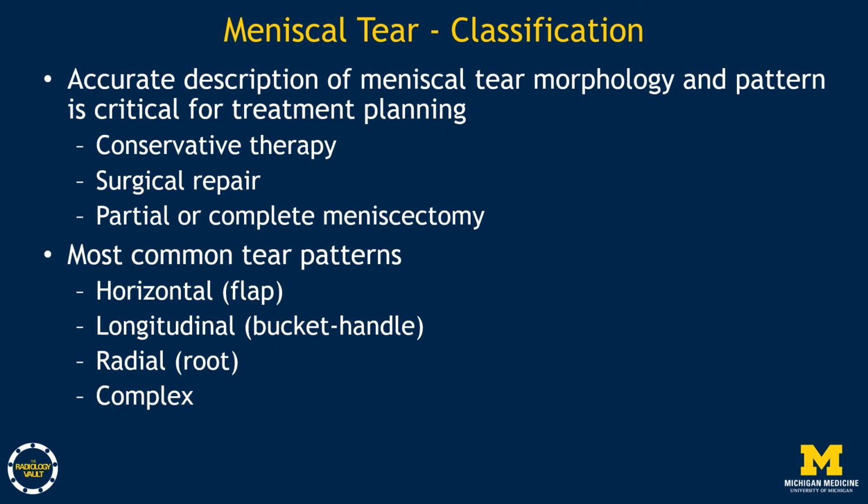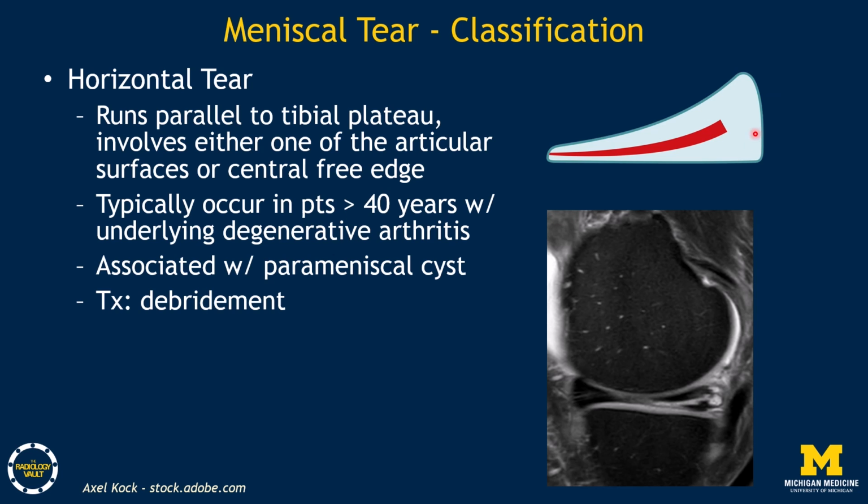Accurate description of meniscal tear morphology and pattern is critical for treatment planning. Most common tear patterns include horizontal, longitudinal, radial, and complex tears. A horizontal tear runs parallel to the tibial plateau, involving either one of the articular surfaces or the central free edge. It typically occurs in relatively older patients with underlying arthritis. It can associate with perimeniscal cyst. The treatment option is debridement.